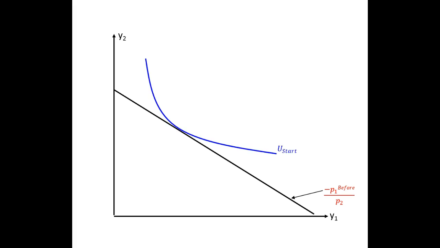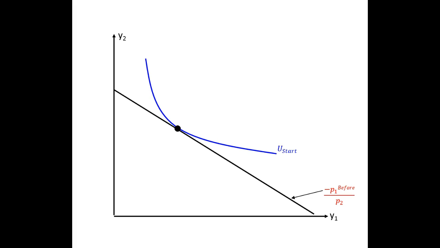Compensating and equivalent variation. To be able to tell what that is, we need to use the indifference curves graph for a consumer here. So we have the two goods, y1 and y2. We have the original budget constraint, which has a slope of p1 before divided by p2. We want to maximize the utility, so we will find the highest utility function that is available to us and therefore choose the bundle where the budget constraint is tangent to the utility function.